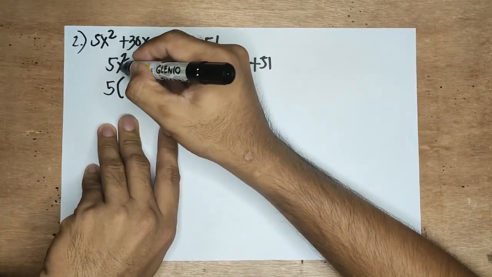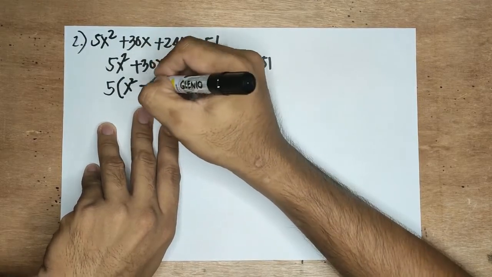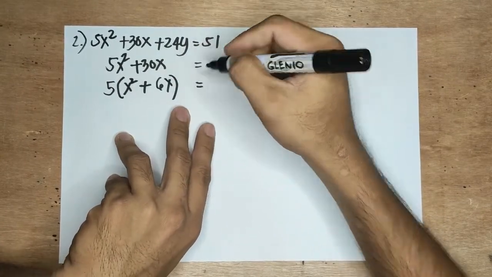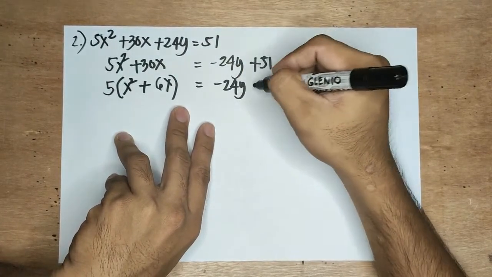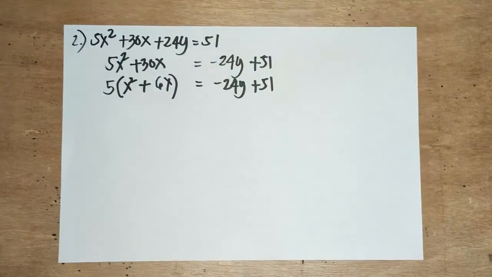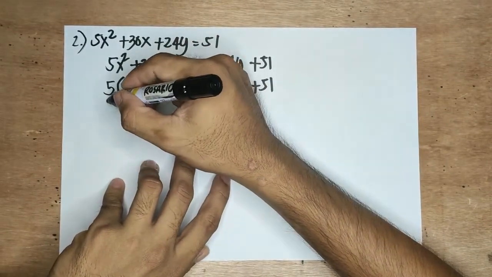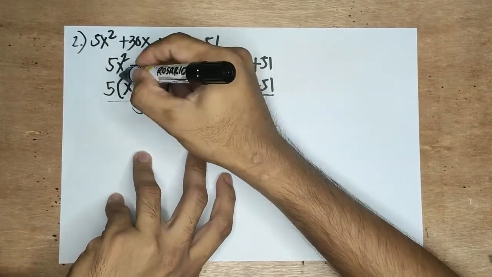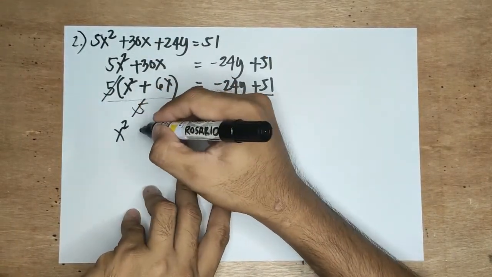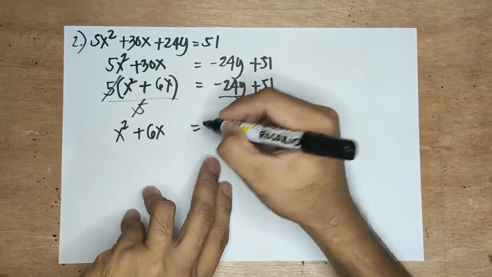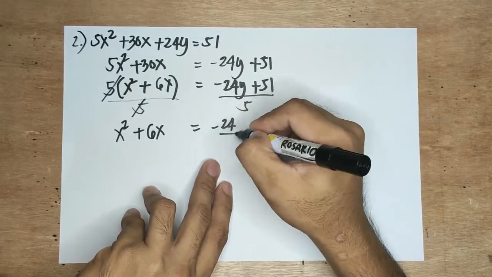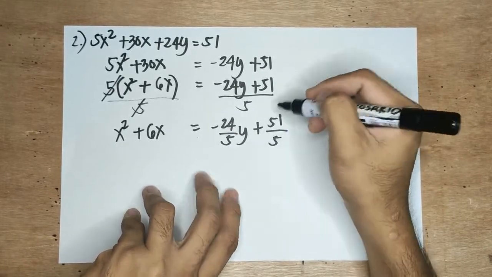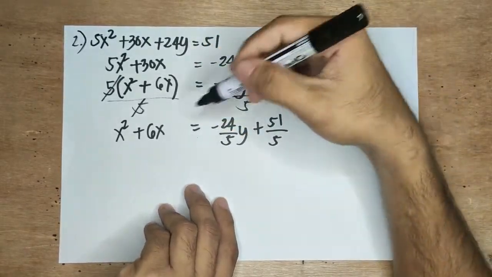This will be x squared plus 30 divided by 5 is 6x is equal to negative 24y plus 51. We divide both sides by 5 para maalis si 5. So it will give us x squared plus 6x is equal to negative 24 all over 5y plus 51 all over 5. So ano ang i-add natin sa magkabilang sides?